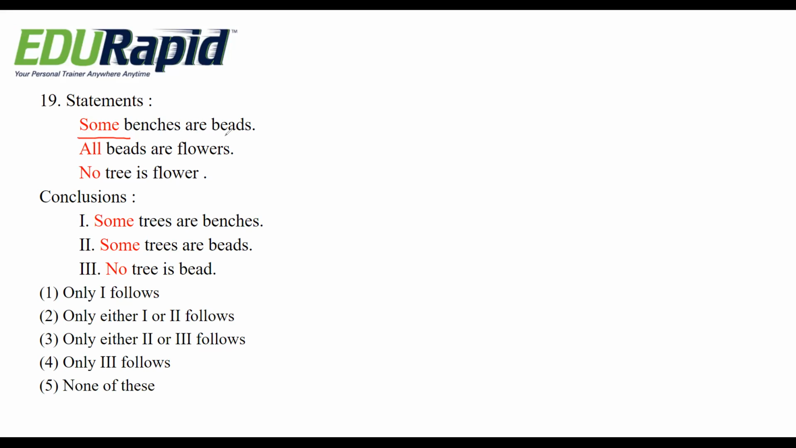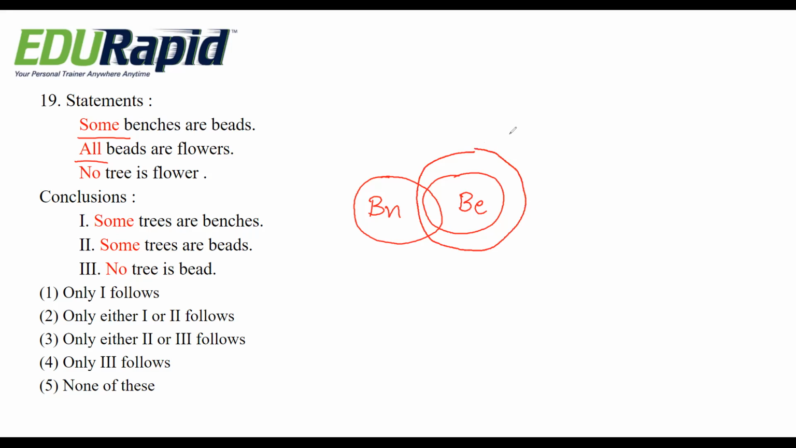Some benches are beads. I'll write down BN and BE. BN means benches, BE means beads. All beads are flowers. No tree is flower.